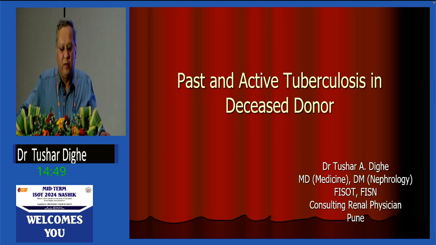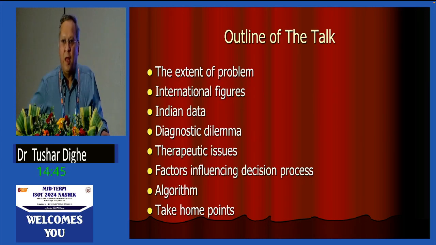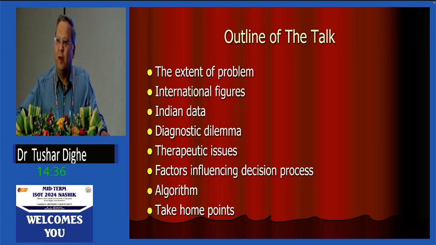The topic today is past and active tuberculosis in deceased donors. The outline will be: extent of the problem, the international figures, the Indian data, diagnostic dilemmas, therapeutic issues, factors influencing our decision process, some algorithm, and some take-home points.